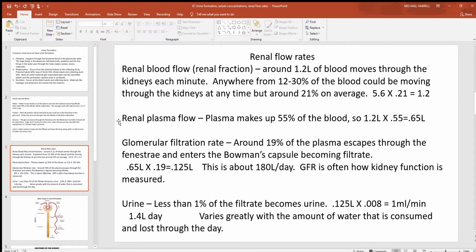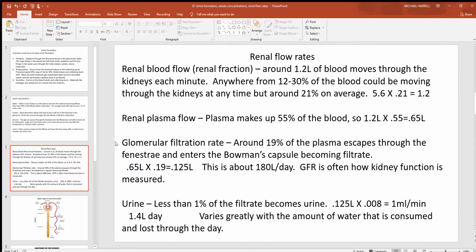Look at the renal plasma flow. Well, we just calculated how much blood was going through our kidneys. Plasma makes 55% of that. So 1.2 liters times 55% gives you 0.65 liters there. Now let's look at the glomerular filtration rate. That is how much of that renal plasma actually gets through those tiny holes in the glomerulus. So not all the plasma does. If you let it all escape through those holes, well, you'd have no more water in your blood and it wouldn't flow. So around 19% of the plasma does get through those tiny little holes in the glomeruli.